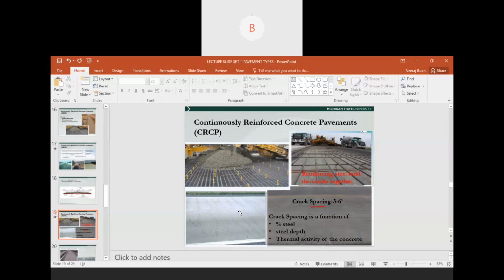Also, the steel that you see here in the top two pictures plays a role in holding these cracks together. The steel makes sure that none of these cracks open up. So the crack widths are very tight. And when the crack widths are very tight, there is no loss of load transfer, or there is no structural problem to the concrete pavement.